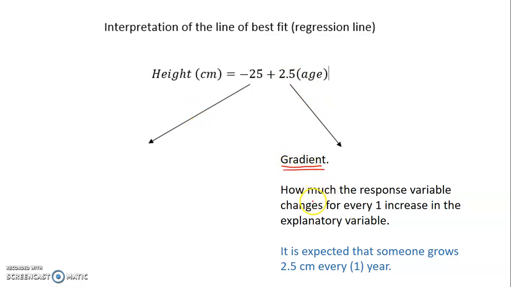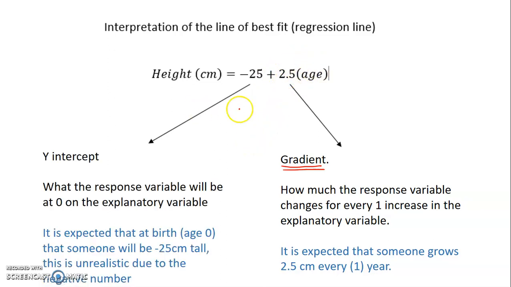What the gradient tells us is how much we expect the response variable to go up by for every increase of one in the explanatory variable. So putting this into the words that you would have to write, it's expected that someone grows 2.5 centimeters every year. Or you could say it's expected that someone grows by 2.5 centimeters in 1 year. If this was a negative 3.2 or something, you would say that it goes down by 3.2 for every 1 year. The other thing we've got is the number by itself, which is our y-intercept.